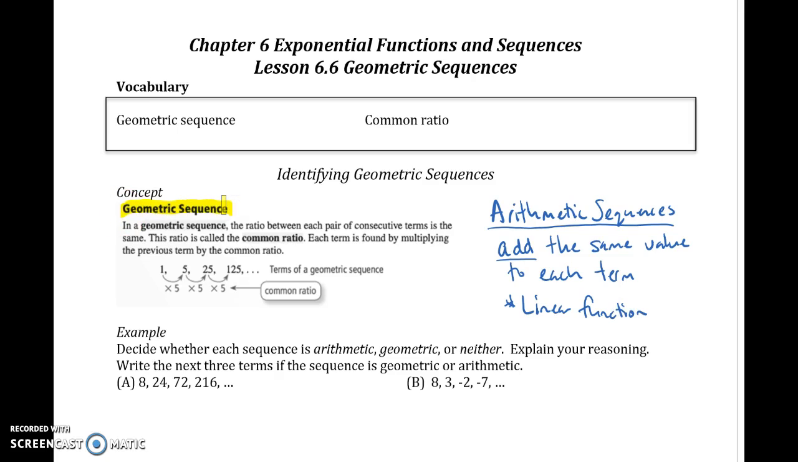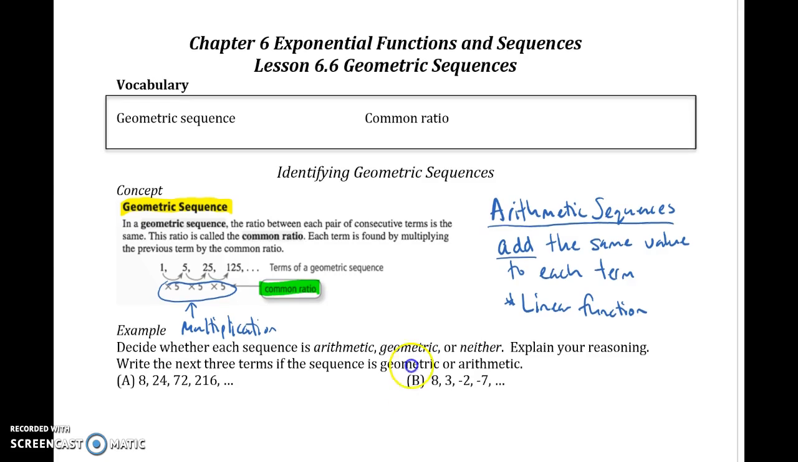And the difference between arithmetic and geometric is simply in the operation. So we are going to be multiplying. So you can see this is multiplication. And the number that we're multiplying is called the common ratio. Just like how the number we added was the common difference before for arithmetic, we're looking at a common ratio. And this creates an exponential function because we're multiplying every time. So that's why we're looking at geometric sequences here.